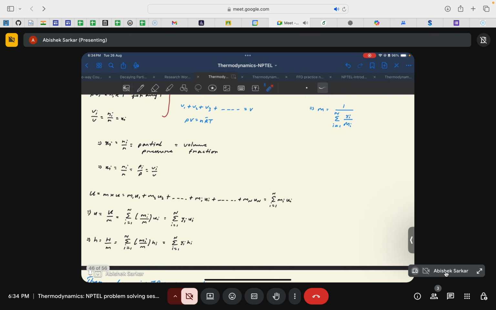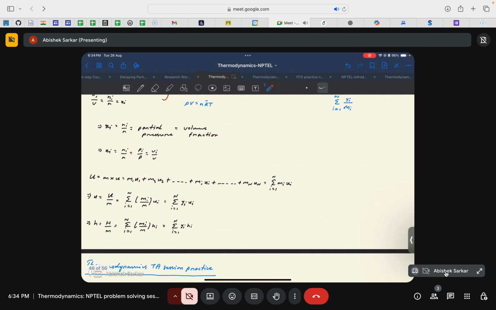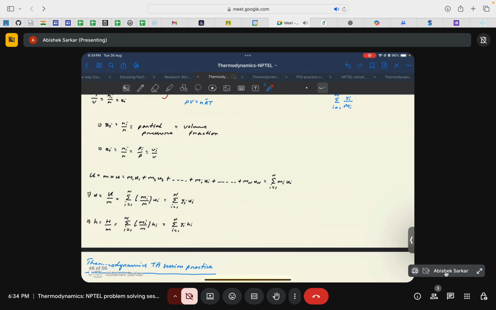These are some important reasons why we are going to deal with these properties in terms of the individual contributions of the gases in the mixture. Let U represent the total internal energy of the system. We can write this as M times u, where M is the total mass of the mixture and u is the specific internal energy of the mixture. So this can be written as M1 u1 plus M2 u2 plus dot dot Mi ui plus dot dot Mn un. So the internal energy is the summation of the mass of the respective gases times their respective internal energies.